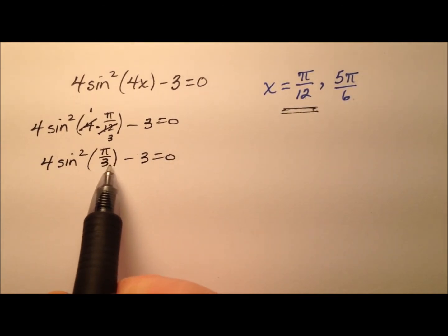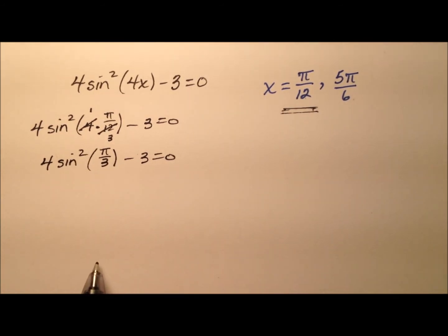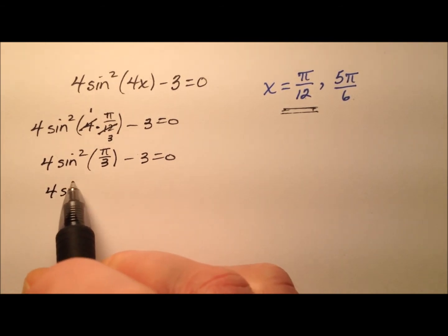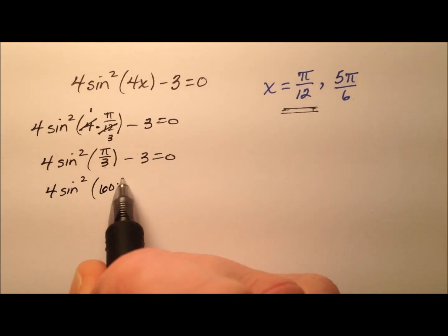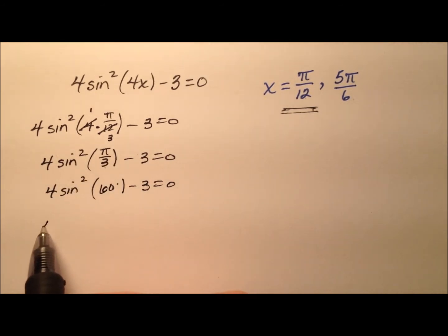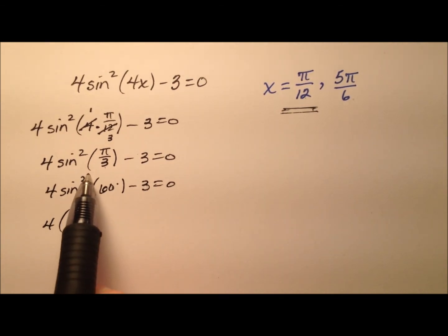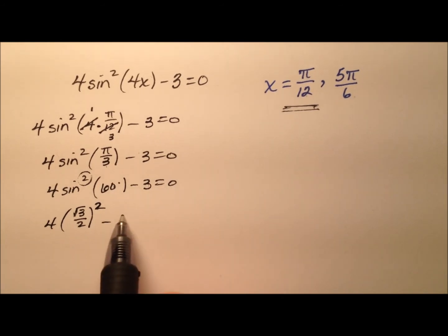Well, maybe you don't like to work with radians. Maybe you would prefer degrees. So we'll work through and talk about at least both ways. So 4 times the sine squared of, well, pi is 180 degrees divided by 3 will be 60 degrees. In either case, the sine of 60 or the sine of pi over 3 is going to be the square root of 3 over 2. But of course, that was being squared, so we need to make sure we keep that squared right up there. So minus 3 equals 0.